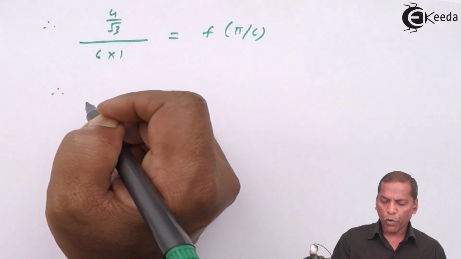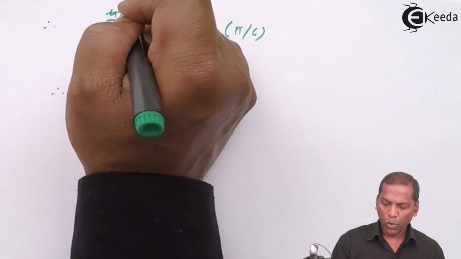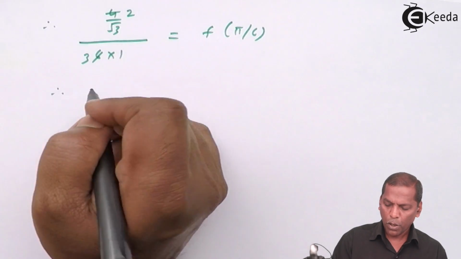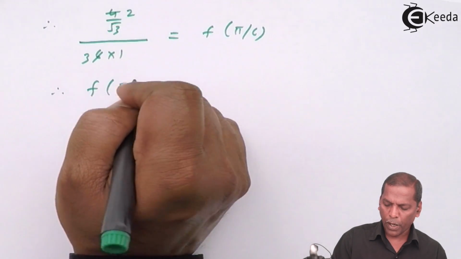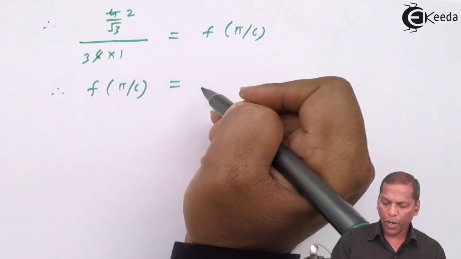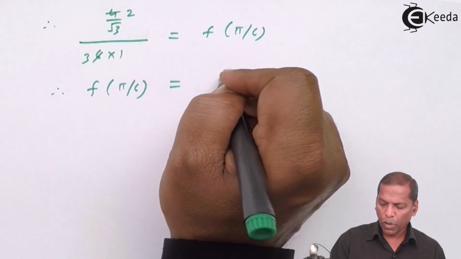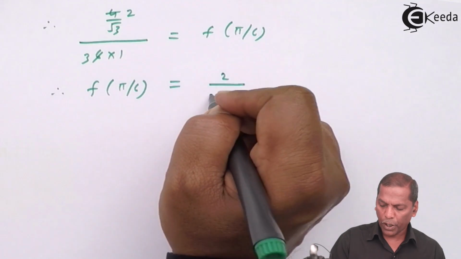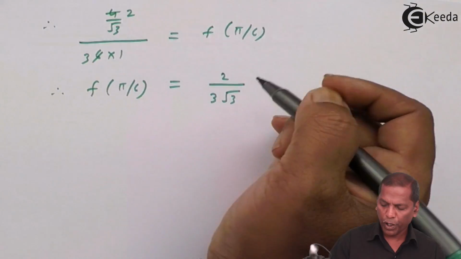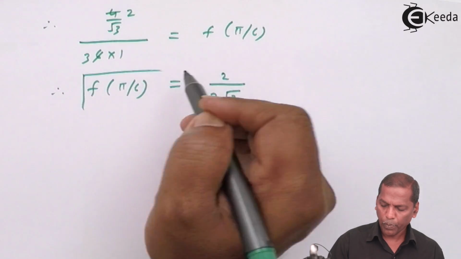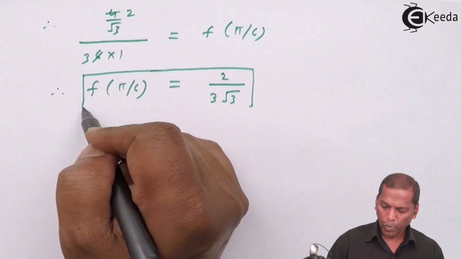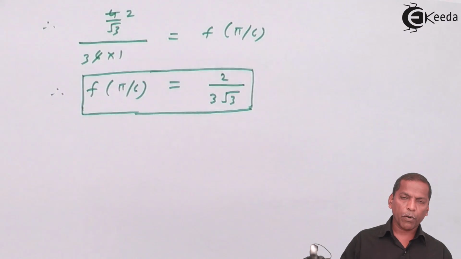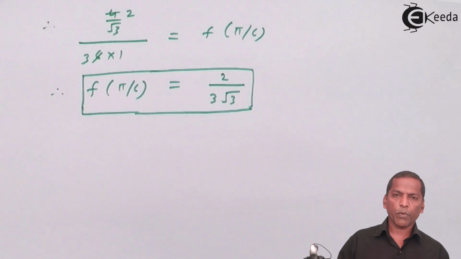So now here we go for cancellation, that 2 2s are 4 and 2 3s are 6. So finally we have f of pi by 6 is equal to 2 upon root 3 into 3, which gives 2 upon 3 root 3. So this is the required solution for the given problem.